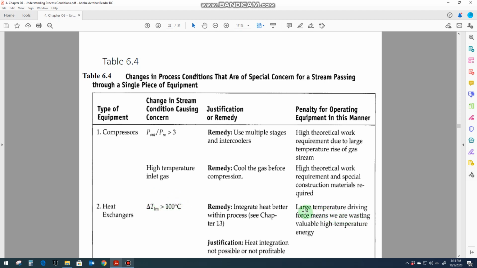Now, what could be the penalties? Large temperature driving force means we are wasting valuable high temperature energy. So if the delta T is very high, then what does it mean? That there is a large temperature driving force, so we are wasting the valuable heat energy from the process. So we have to keep the delta T close to the inlet and the outlet conditions of the process, so we can have the maximum heat exchange between the process streams.